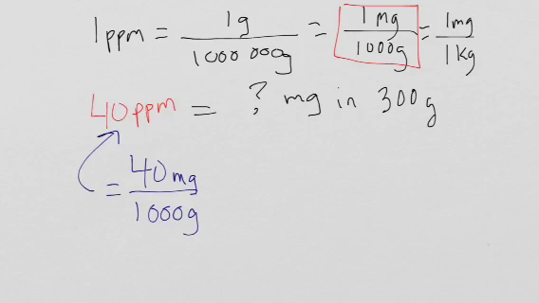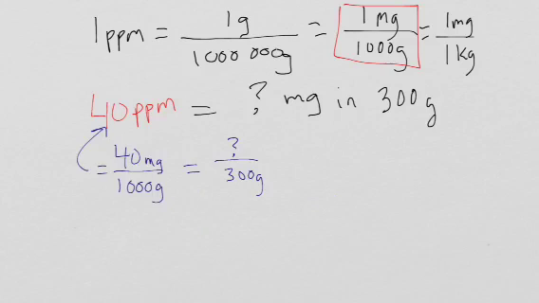Okay? For every number of ppm you have, you don't change the denominator here, you just change the numerator. So I've got 40 milligrams in 1,000 grams. This I know, this is what 40 ppm means. But what I want to know is, what is the equivalency here? How many milligrams would that make in a solution of 300 grams? So from here, can you solve this problem?